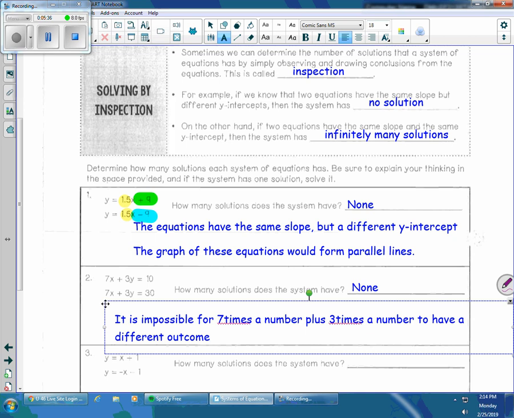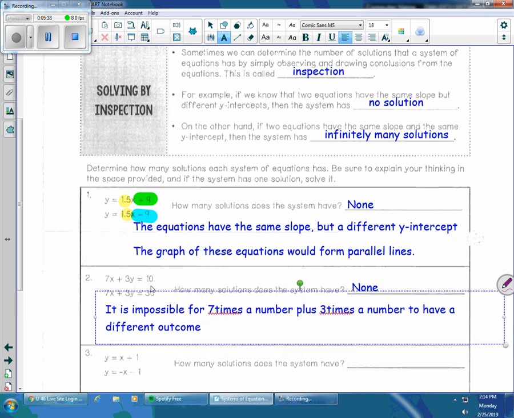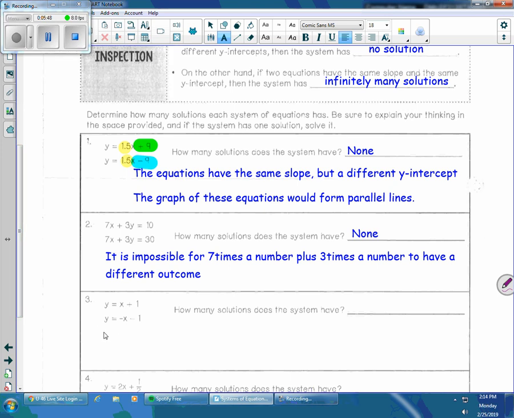And that's just kind of logic, okay? So I can't add the same 2 numbers together and have different outputs, because the front of this equation is exactly the same. Okay. Looking at the next one, how many solutions does the system have?